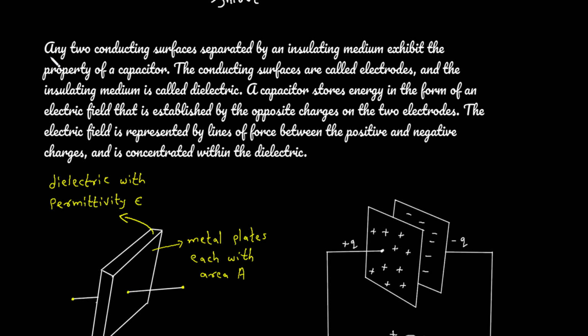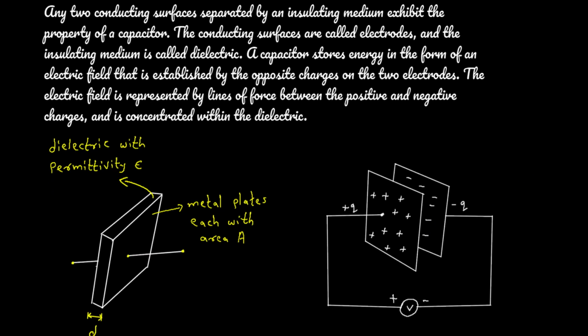Again, any two conducting surfaces separated by an insulating medium exhibit the property of a capacitor. The conducting surfaces are called electrodes, and the insulating medium is called dielectric, as we have already seen. So here these are the two plates and this is the dielectric. So these two are called electrodes and the insulating medium is called dielectric.